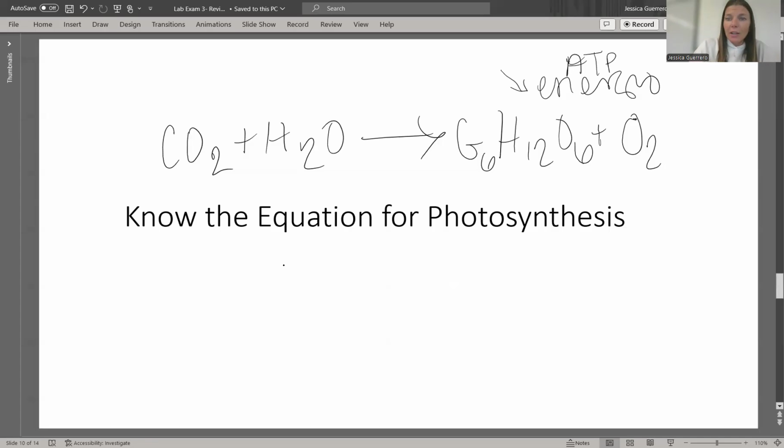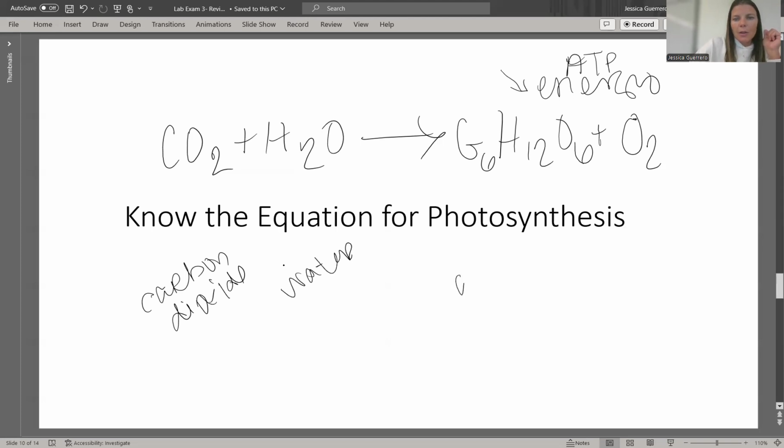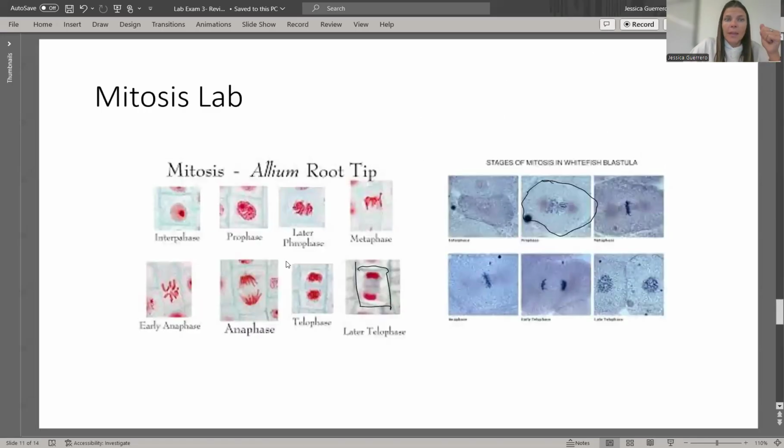Okay, so molecularly, they're written out like this, but you can also write the words out, and I do that in the lecture. So carbon dioxide, water, glucose, and oxygen. And I cover that really well in the lecture on photosynthesis. Also, reactants are on the left side of the arrow, products are on the right.